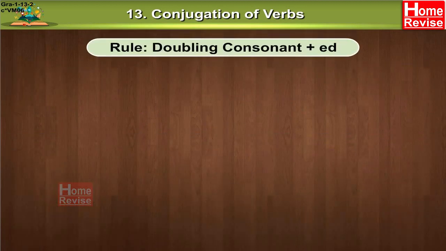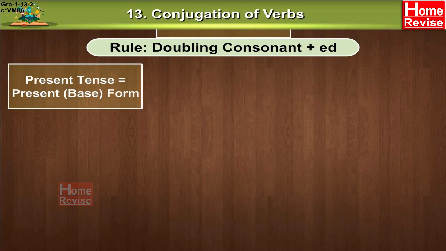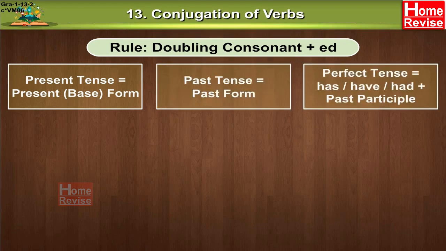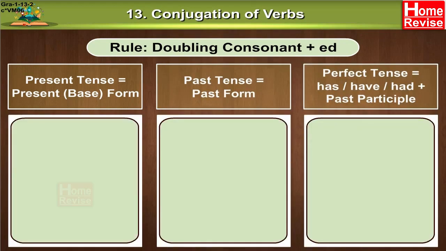Rule: doubling consonant plus ed. We have the present base forms, past forms, and past participle. Present base form is beg. We double the consonant g and add ed to make the past form begged. Also, to make the past participle, we double the consonant and add ed, begged.